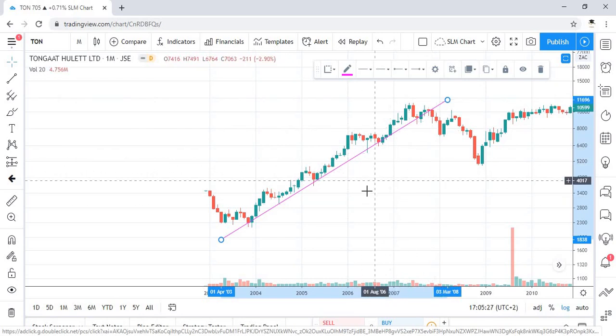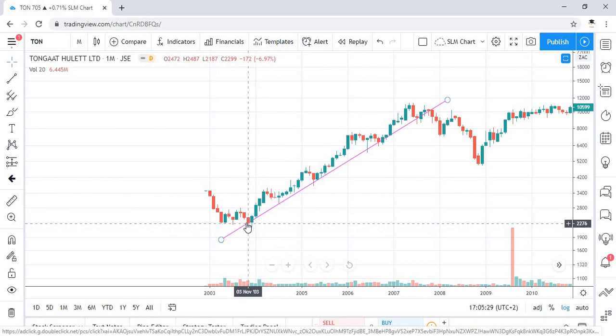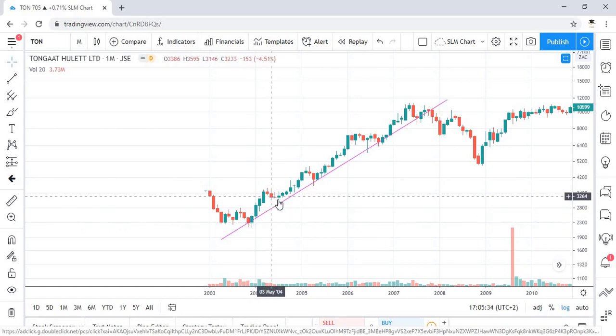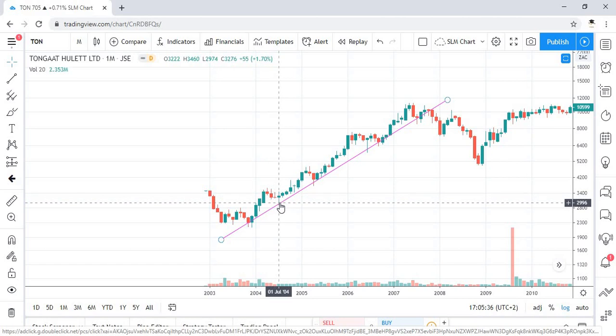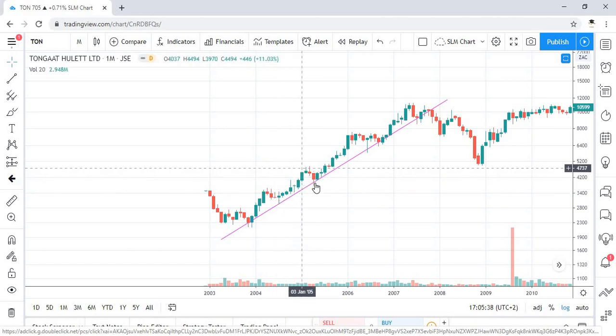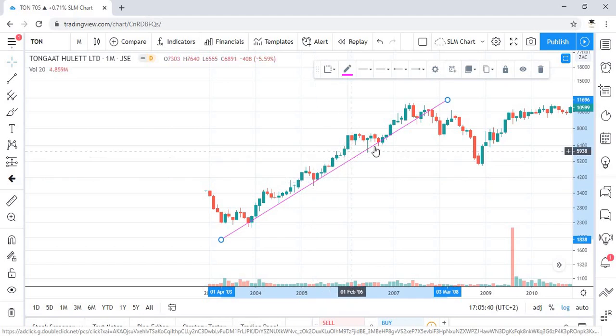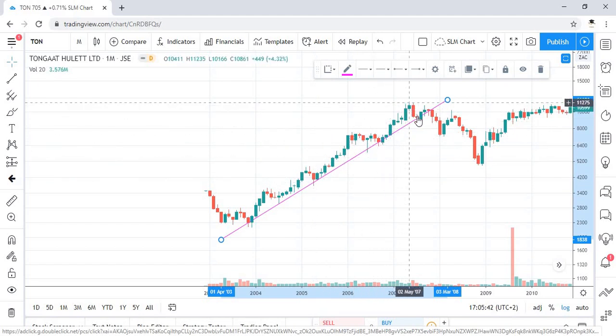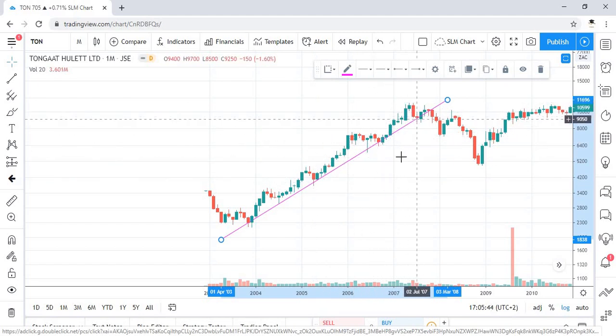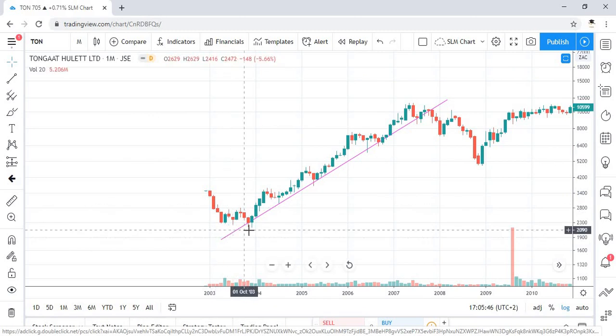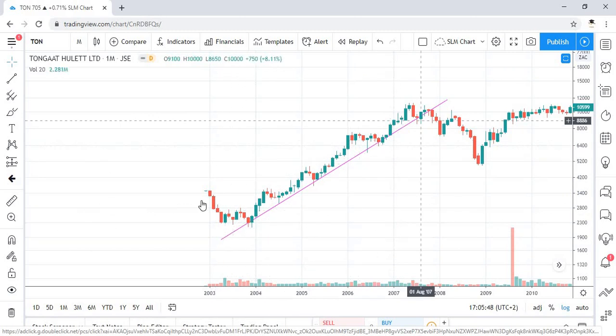So if you're somebody who is into buying and holding, you would buy probably here. Then at this point you would add if you needed to add. Then you go at this point, you add again. You add again at this point. You add again at this point. That way you'll be buying at the lower end of the trend.